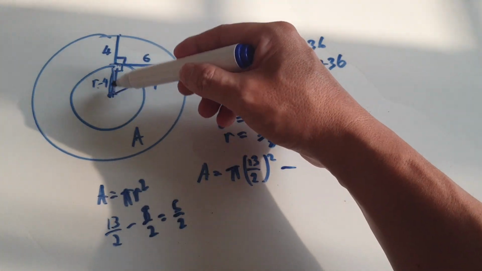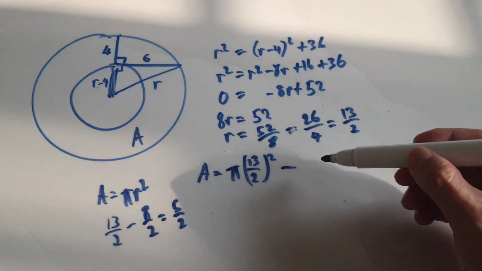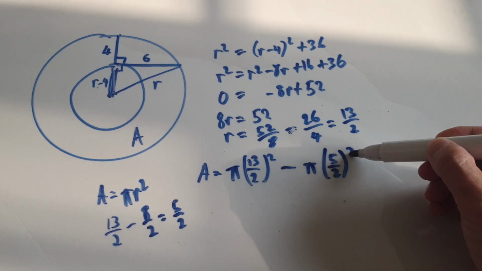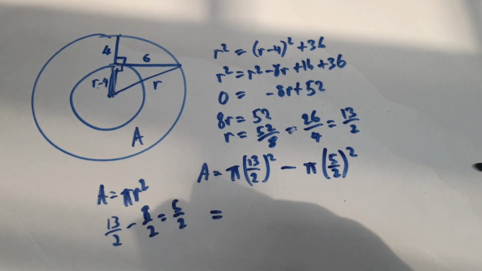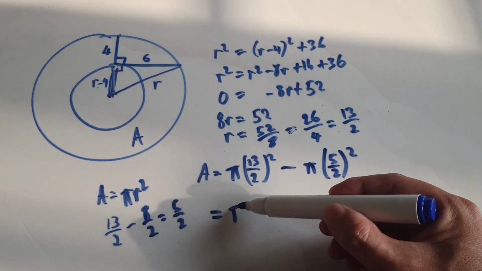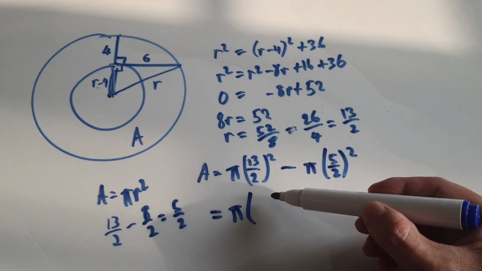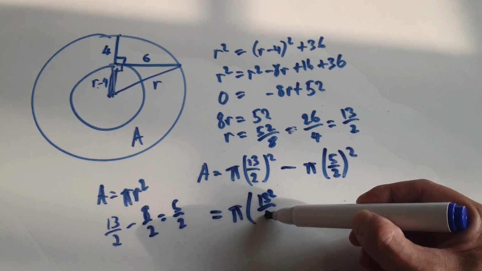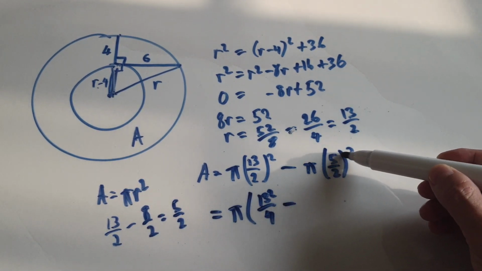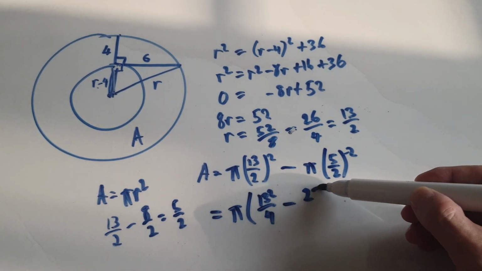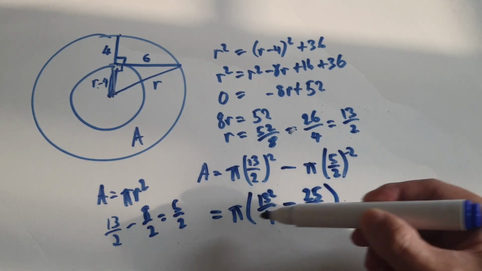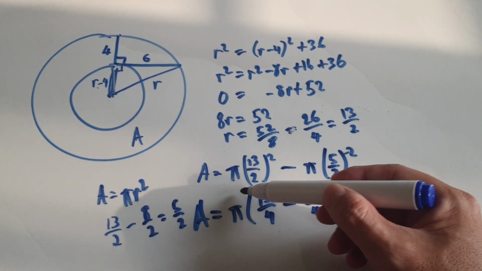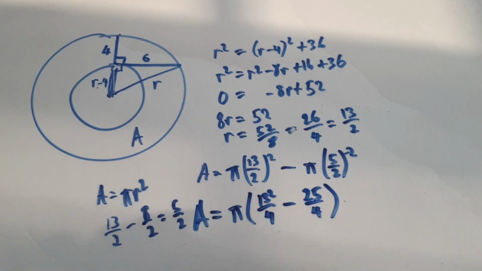So the radius of the small circle is 5 over 2, so it would be pi times 5 over 2 squared, and then factor out the pi, so that will then give you 13 squared over 4, take away 25 over 4, and this is your answer. Jump to a calculator, work this out, and times it by pi. That will be your area. Okay.